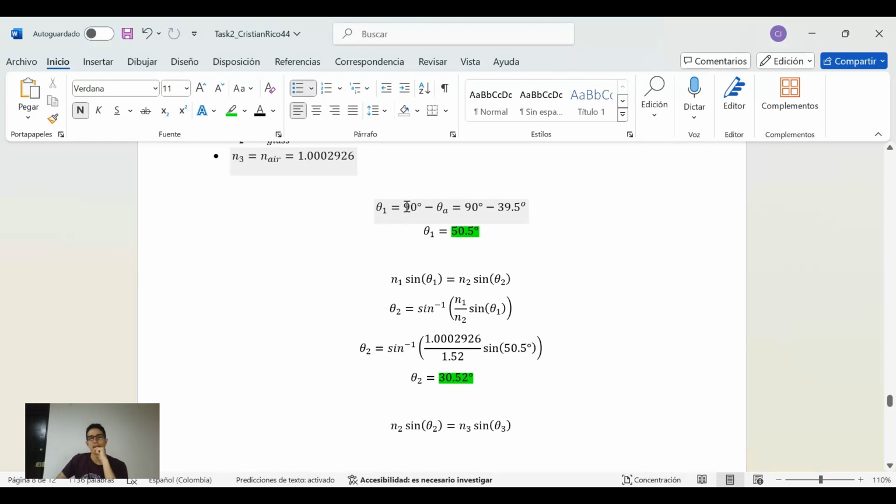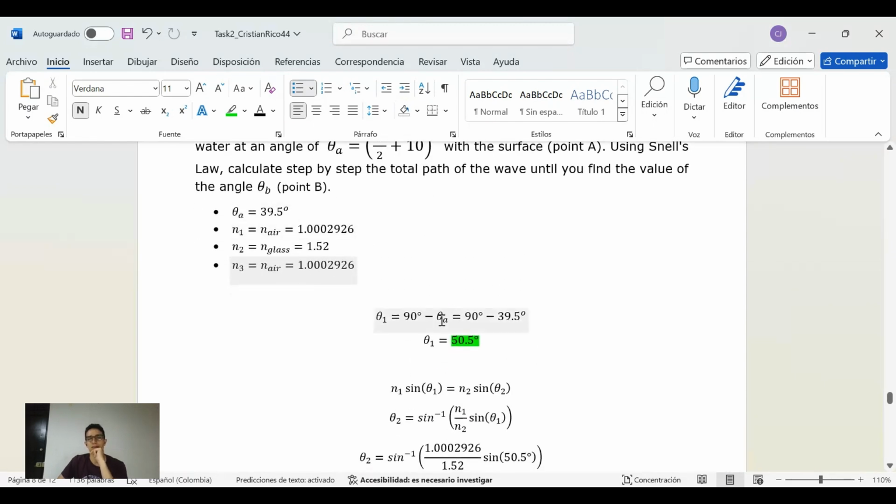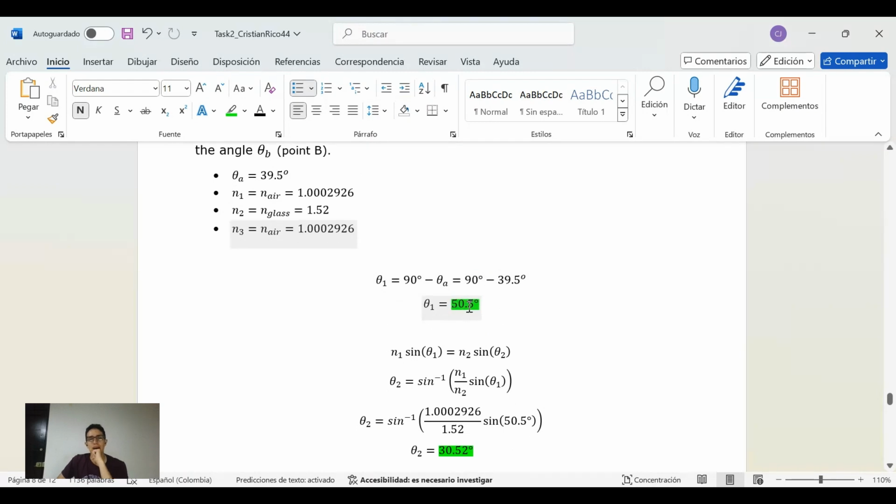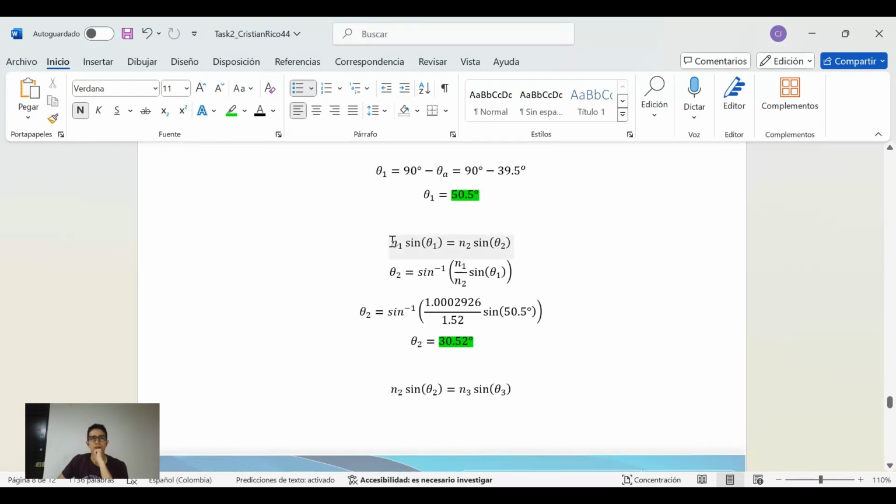The angle number 1 you can get by taking 90 degrees less angle E, and angle E is actually 39.5 degrees. So we got that the angle 1 is 15.5 degrees. This is what Snell's law tells us: N1 multiplied by sin of angle 1 is equal to N2 multiplied by sin of angle 2. We just have to make a reorganization, and we got that the angle 2 is equal to sin to the minus 1 of N1 over N2 multiplied by sin of the angle 1, and we have a result. The angle 2 is 30.52 degrees.